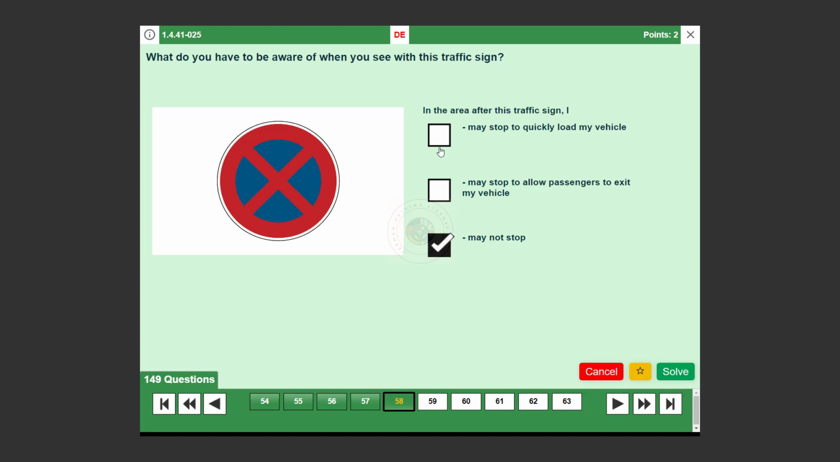May stop to quickly load my vehicle. False. Even for quick loading, stopping is not allowed as per the sign's instructions.